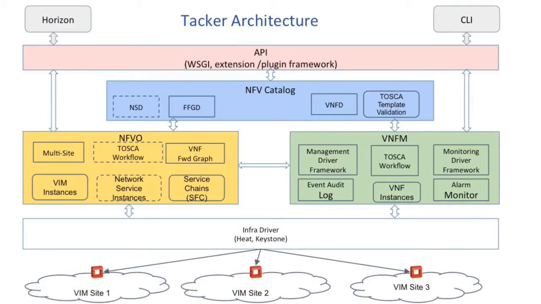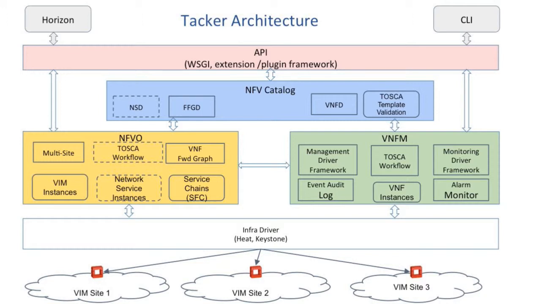This is a quick overview of the Tacker architecture. There's a high-level API interface used by the CLI and Horizon. It contains an NFV catalog to store the VNF descriptors, the VNF forwarding graph descriptors, and coming up soon will be network service descriptors as well. Those are basically all TOSCA templates that are maintained in the catalog.